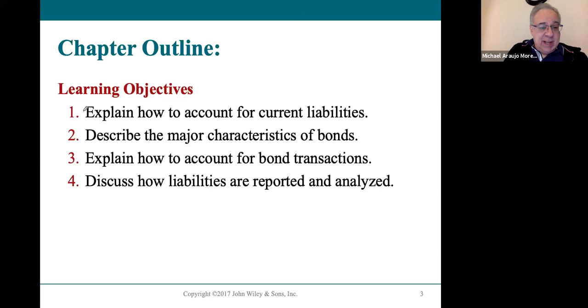So, chapter 10 is about liabilities. Learning objective one focuses on current liabilities. Objectives two and three talk about long-term liabilities, specifically bonds. And then the last objective talks about how we report and analyze liabilities.